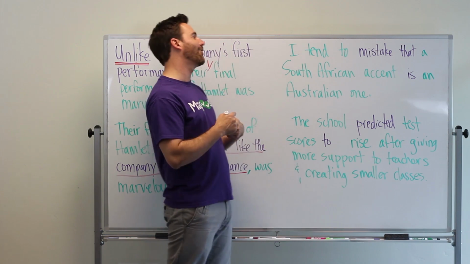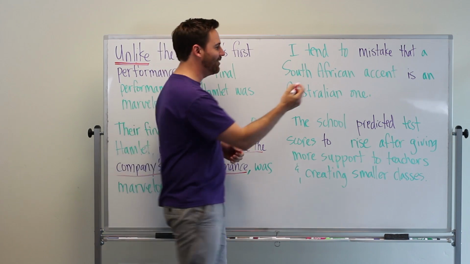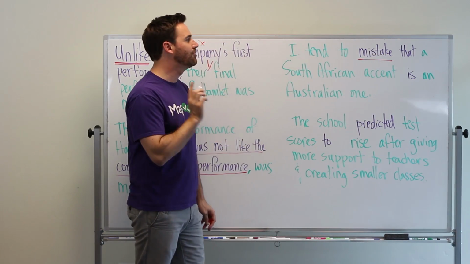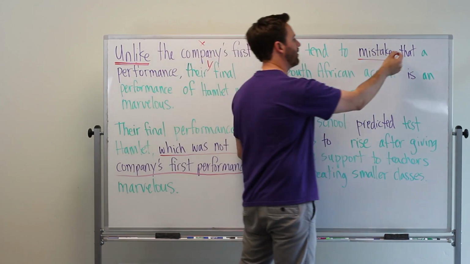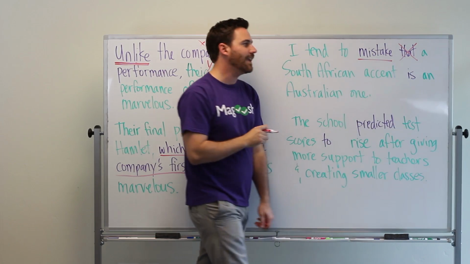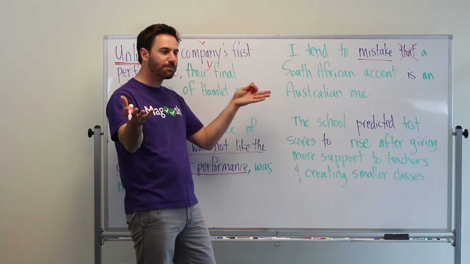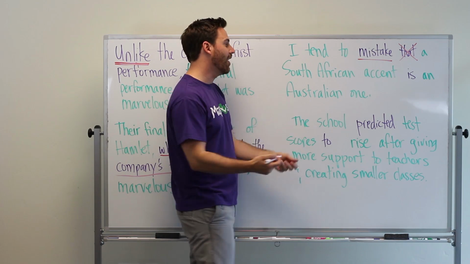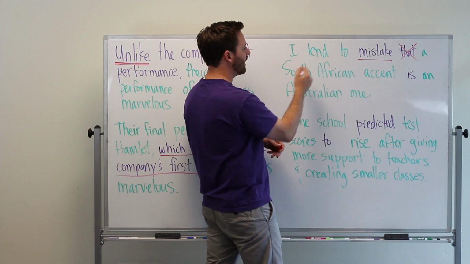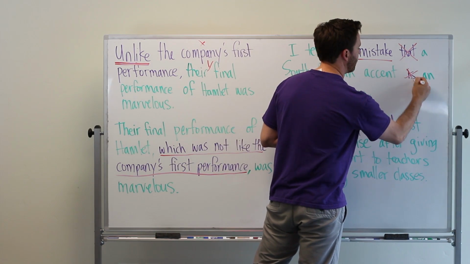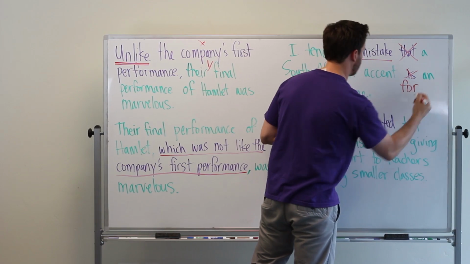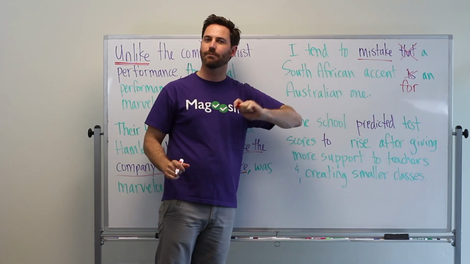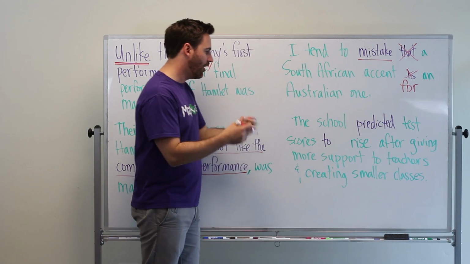No, it's not correct. When you're mistaking something, you're not going to use a that clause. Mistake is always going to take which preposition? For. I tend to mistake a South African accent for an Australian one. So, mistake for. That's the correct idiom.